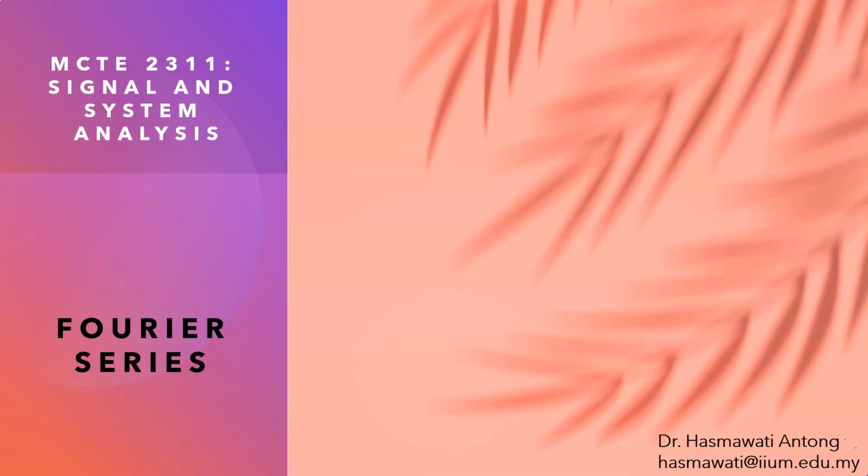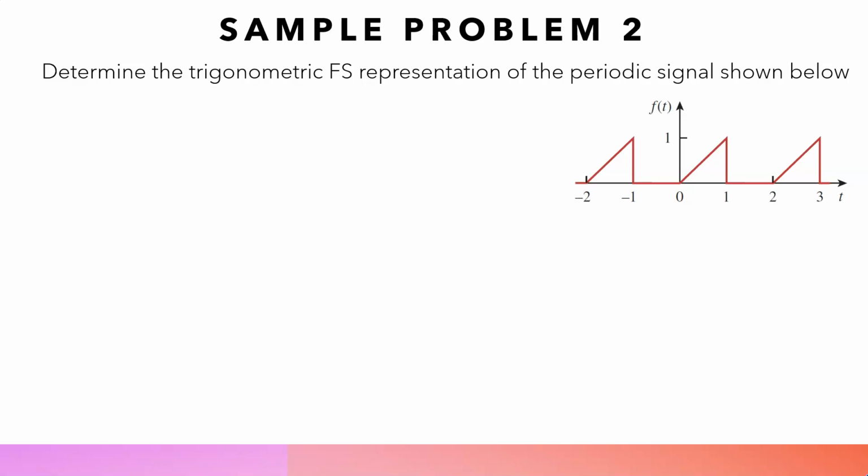So in this video, we will continue our discussion on Fourier Series, where I will show you the solution to another sample problem with regards to Fourier Series. In this question, you are asked to determine the trigonometric Fourier series representation of the given signal shown in this figure. So the first thing that you want to do to solve this kind of question is first determine the mathematical definition of this signal.